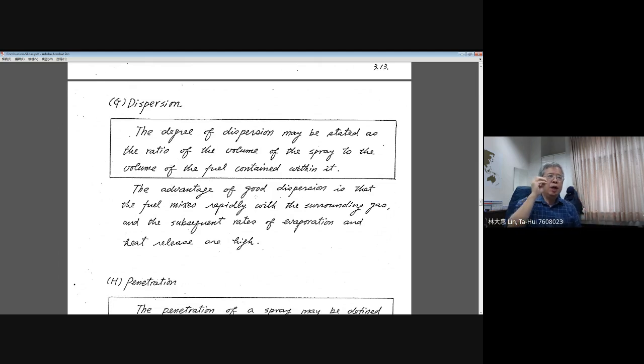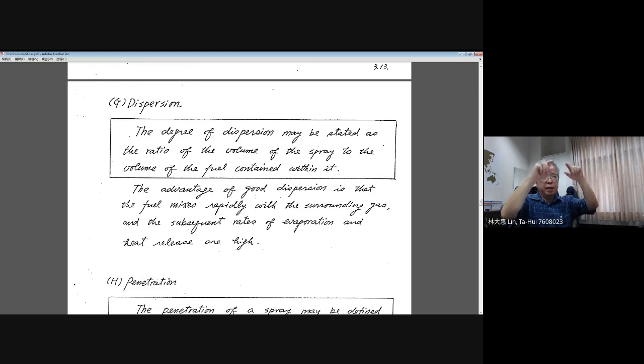But if you have a smaller dispersion, it means the fuel volume is very close to the spray volume. That means that in this spray volume, you contain so many fuel droplets, almost all the region of your spray. Then we call this a dense spray. It is easier to think about as I described, when you have a spray jet coming out from the injectors.